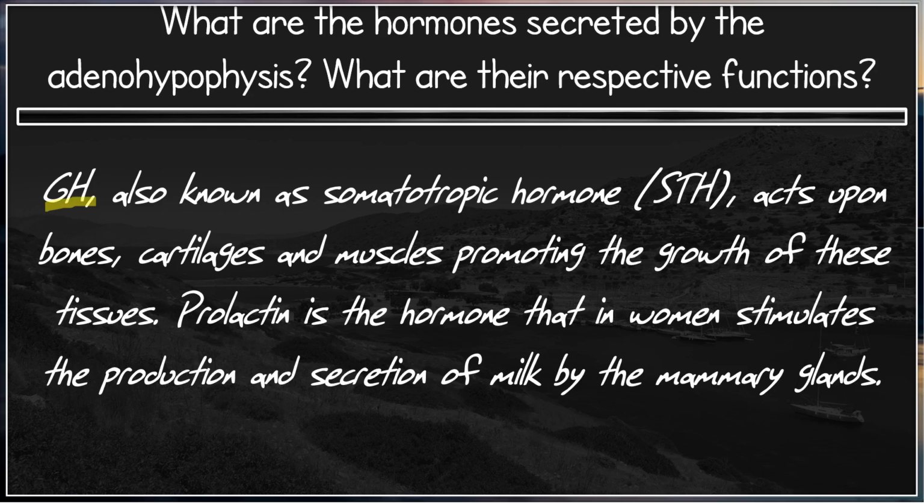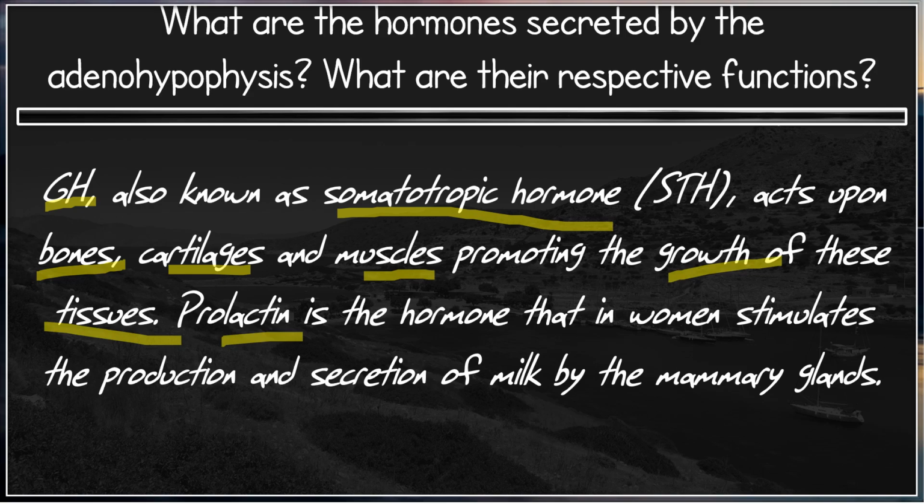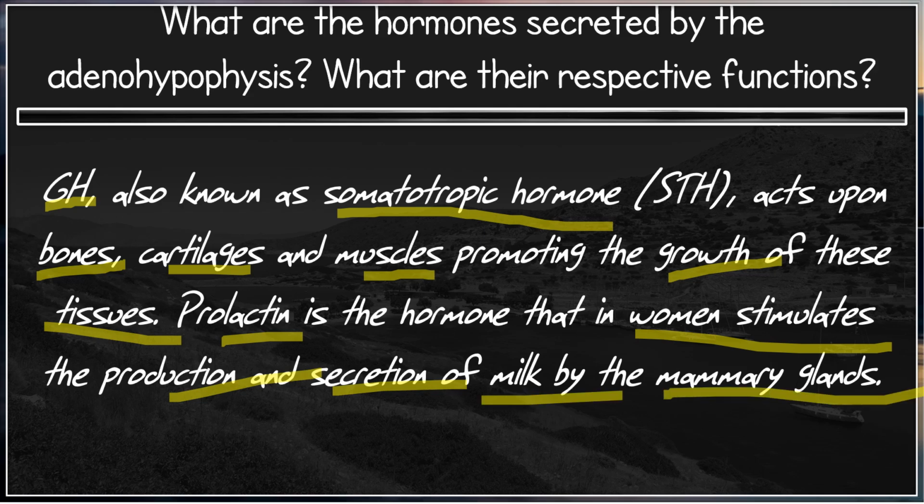Growth hormone is also known as somatotrophic hormone, STH, which acts upon the bones, the cartilages, and muscles, promoting growth of these tissues. Prolactin is a hormone that in women stimulates the production and secretion of milk by the mammary gland.